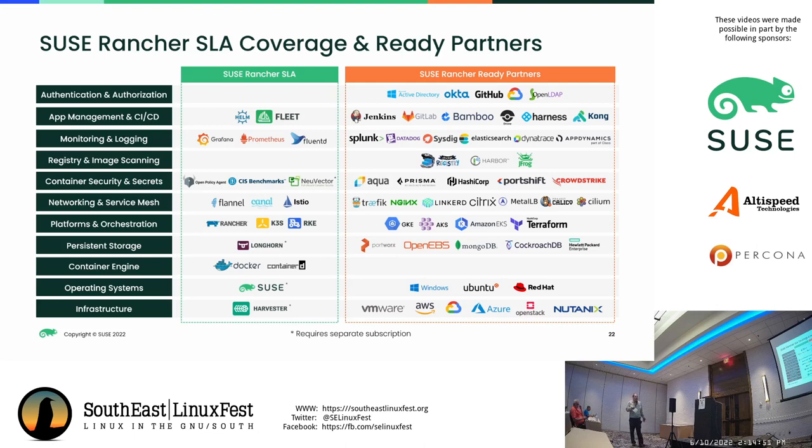Let me pick something else out here that'd be good. If you're using Flannel, let's say, for your networking interface, we take an SLA on that. Everything that's in the orange column, in this column right here, we work with. Rancher has a bunch of partners that we work with, and these things are integrated into Rancher, but we don't necessarily take an SLA on them. We make sure that they install and they work, but if you find some esoteric little odd thing deep down in the bowels of, I'll pick something out there.